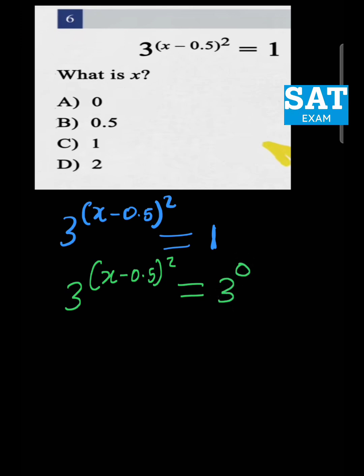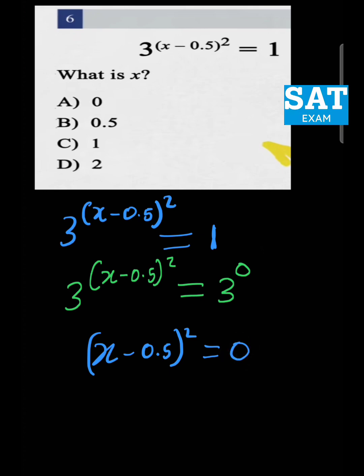Now, as you can see, the bases are the same. And in an exponential equation, when the bases are the same, then the power is also the same. So we're going to equate the power. So the first power is x minus 0.5 all square, which is equal to the second power, which is 0.